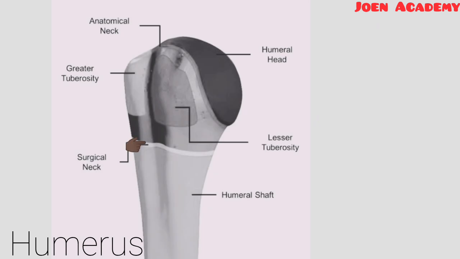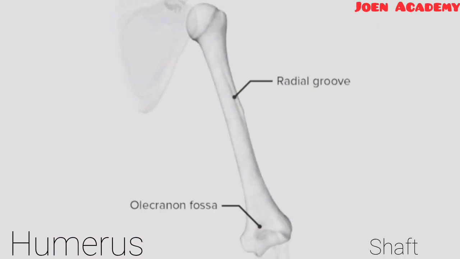The surgical neck extends from just distal to the tuberosities to the shaft of the humerus. The axillary nerve and circumflex humeral vessels lie against the bone here. From our explanation so far, we can see that at the proximal aspect of the humerus, the sites of muscle attachment are the greater and lesser tuberosities. Let's look at the shaft of the humerus.